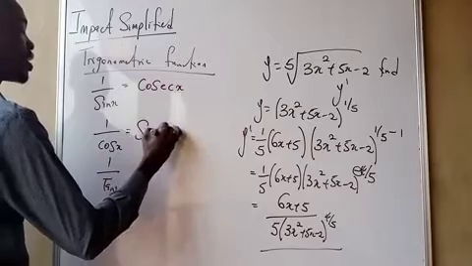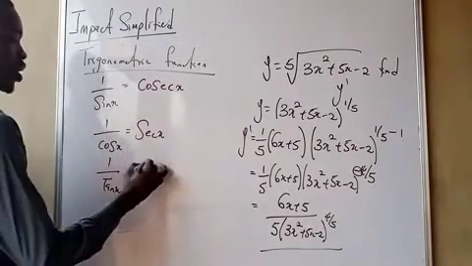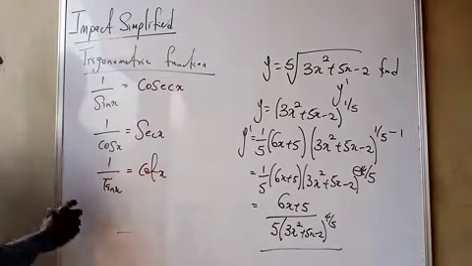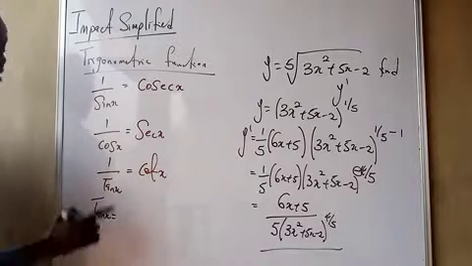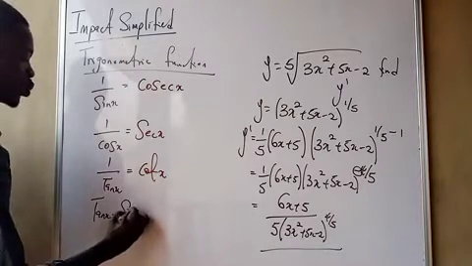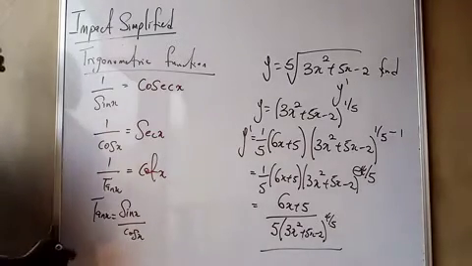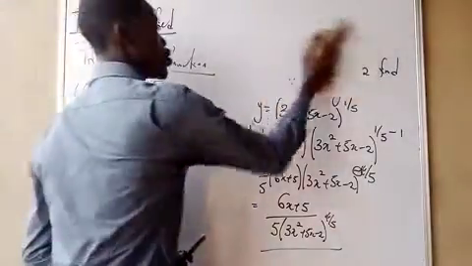We have to know that the inverse of cos is sec x. And the inverse of tan is cot x. Another thing we need to know is that tan x has a formula, which is sin x over cos x. So knowing all this under trigonometry, we can now look at the differential of trigonometric functions.